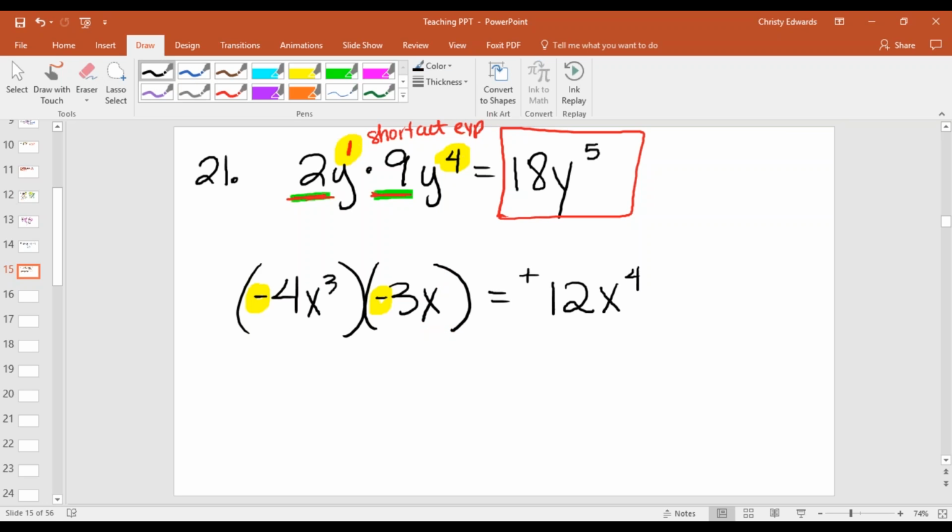Does this make sense? Negative 4 times negative 3 gets you the positive 12, and then look at your variables. X to the third, X to the first, X to the fourth. How do you feel about that?